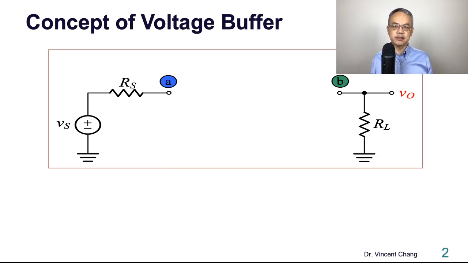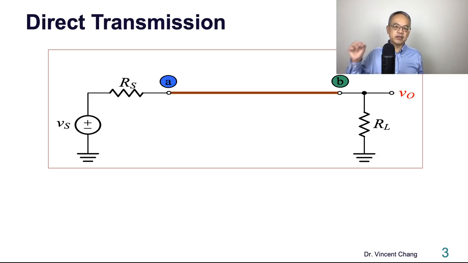Let's consider a case to transmit a signal from left to the right, from source side to the load side. On the source side, there are two components: the voltage source Vs and the series resistance, the internal resistance Rs. On the load side, it's very simple, a load resistance of RL. So now we are going to transmit the signal from left to the right. The simplest way of doing this is to use direct transmission, from point A to point B, just a direct transmission line.